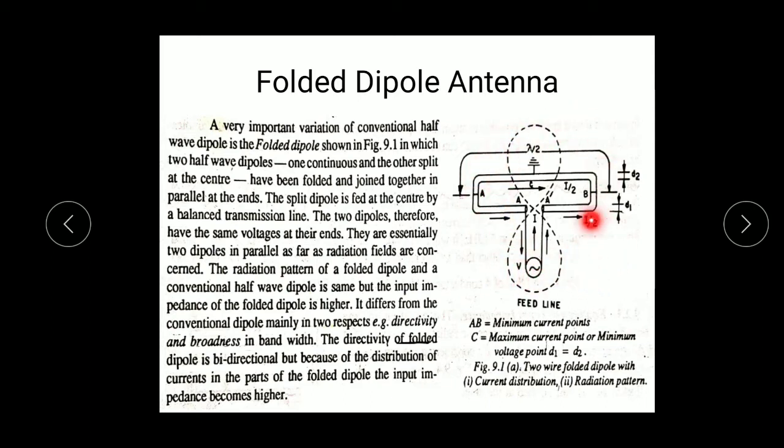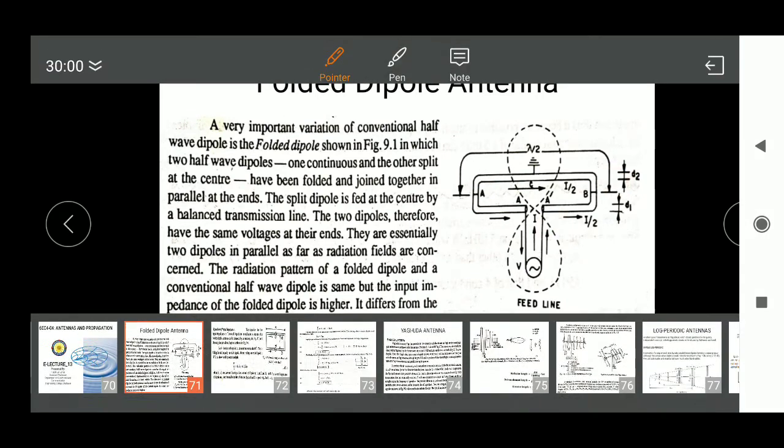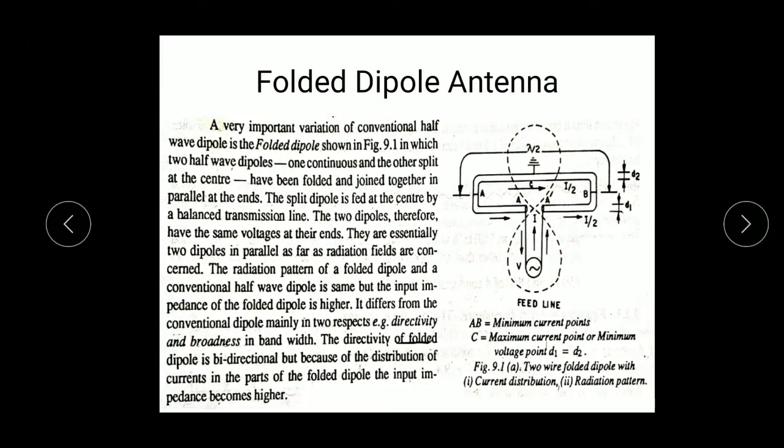Basically, a folded dipole antenna is two dipoles connected to each other at the ends. At the ends A and B, two lambda by 2 dipoles are joined, and power is supplied by a balanced transmission line to any one of the dipoles. So in that case this dipole is connected to the transmission line.